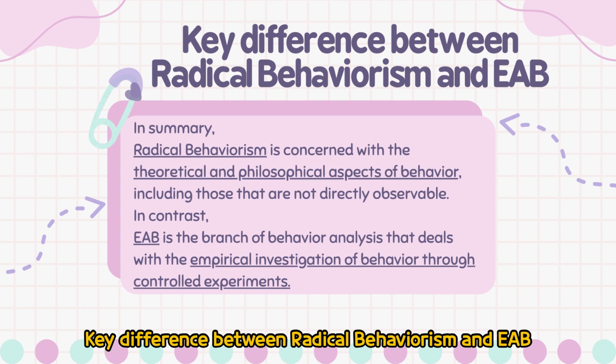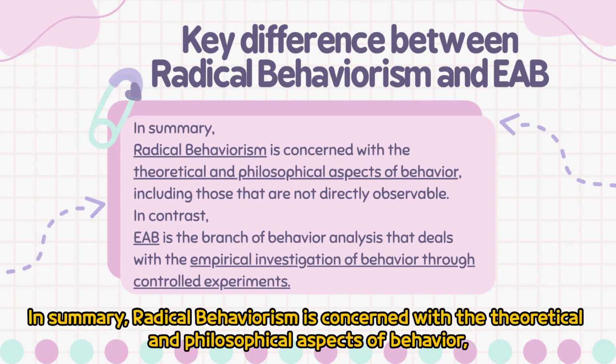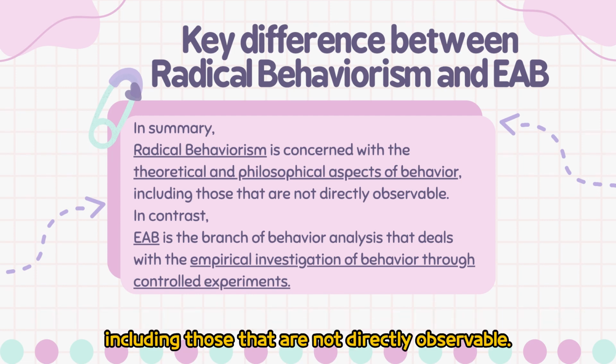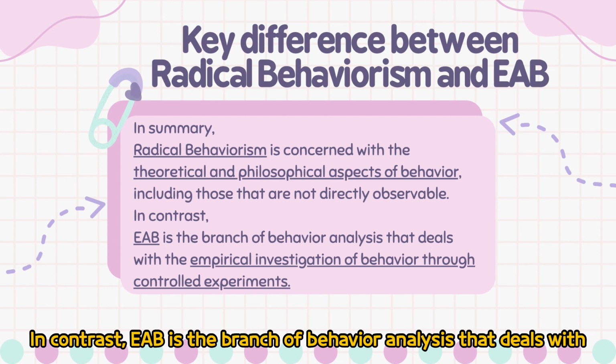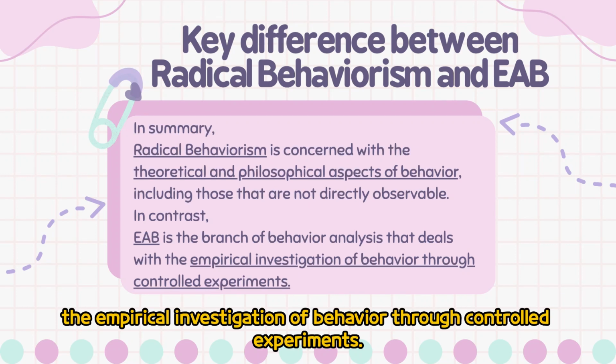Key difference between radical behaviorism and EEB. In summary, radical behaviorism is concerned with the theoretical and philosophical aspects of behavior, including those that are not directly observable. In contrast, EAB is the branch of behavior analysis that deals with the empirical investigation of behavior through controlled experiments.